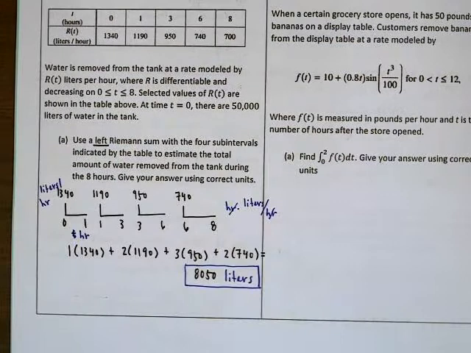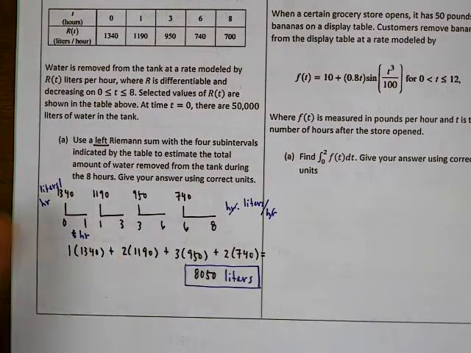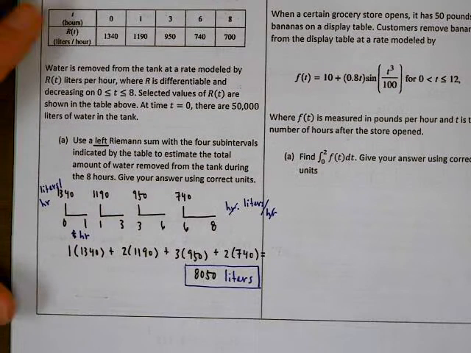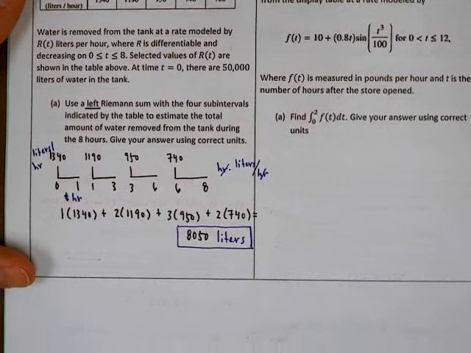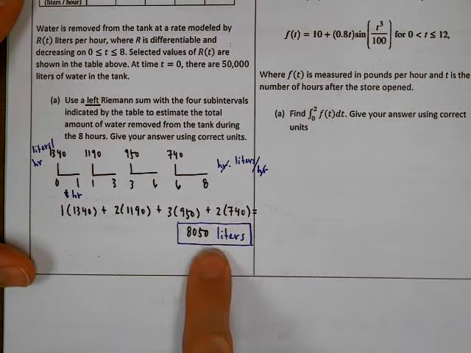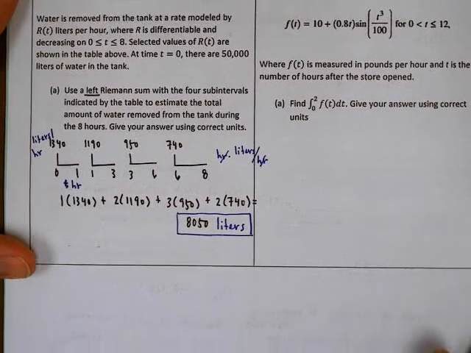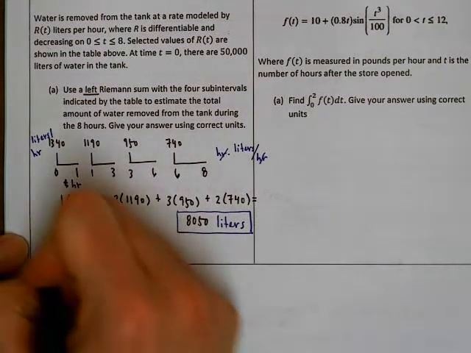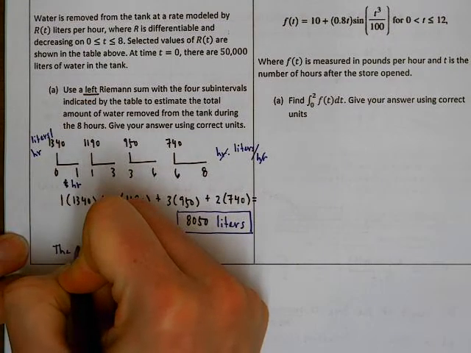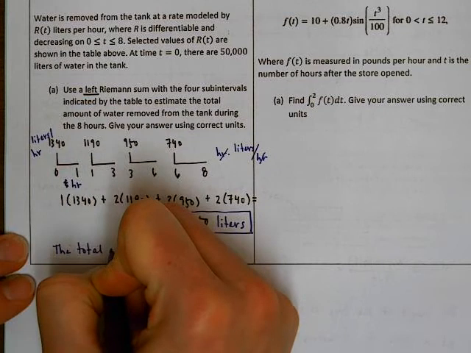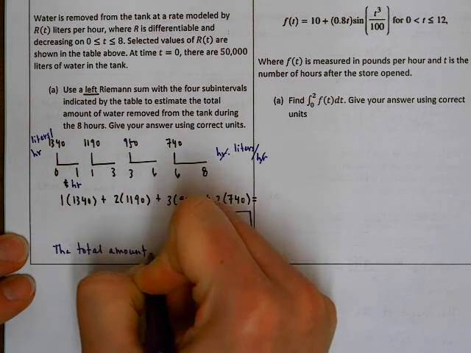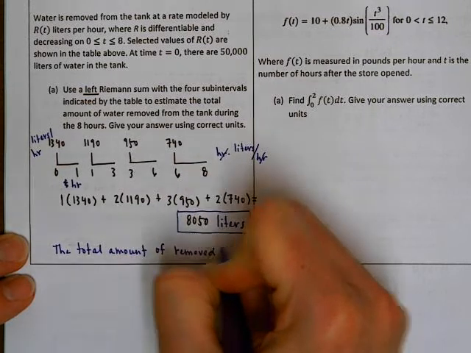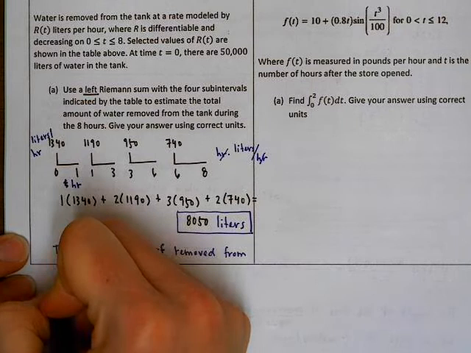And then just like before, we need to give our answer using correct units. Oh, I guess it doesn't ask us to explain. But let's go ahead and write it anyway just to stay in practice. This only asks for the answer with units, but let's practice our explanation. So if they asked us what this represented, we would say the total amount of water removed from the tank. So we want to make sure we're writing nice complete sentences.